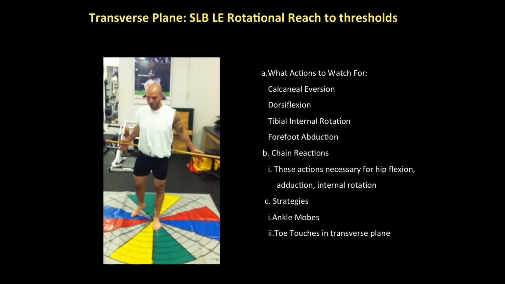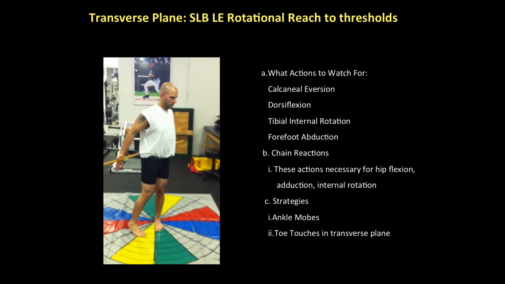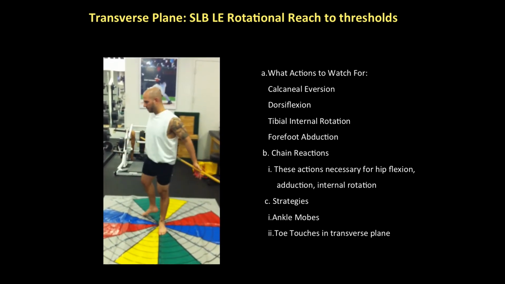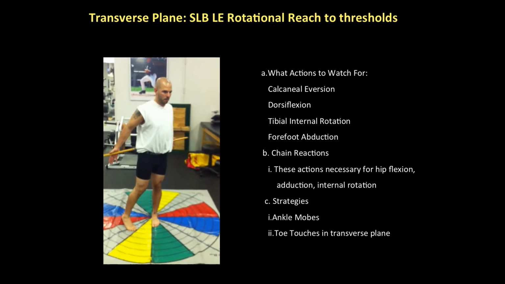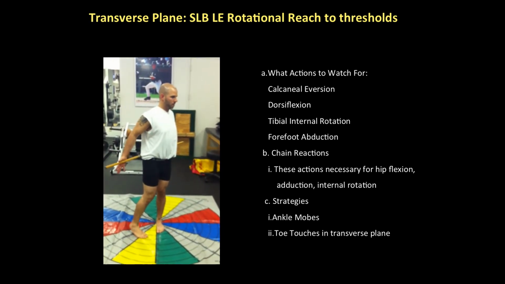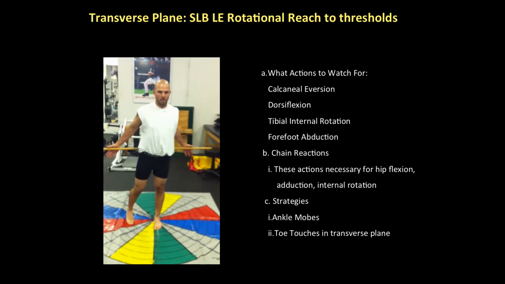When we look at some of the strategies, ankle mobilization is critical. Toe touches in the transverse plane is critical. What we need to try and capture is more motion in the transverse plane of the hip, but we have to understand why it is not occurring.